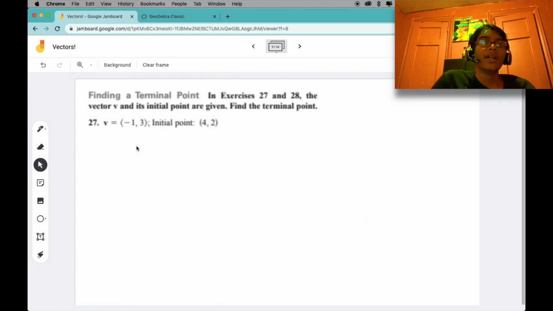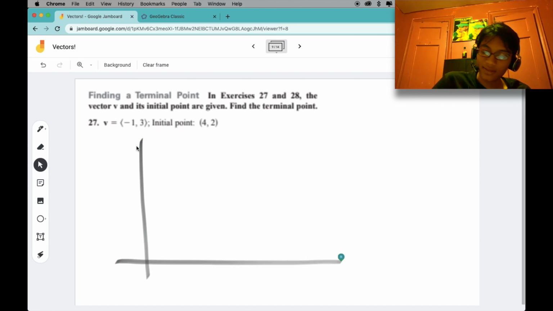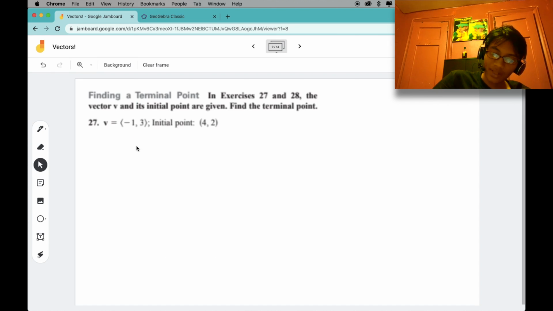We have to find the terminal point of a vector given its initial point and its components. So what does that mean? This is kind of like solving a puzzle. Let's put down our x and y axes. Whenever you're talking about vectors or arrows, put down your x and y axes. It's a service to you.